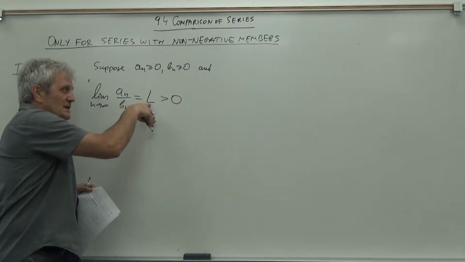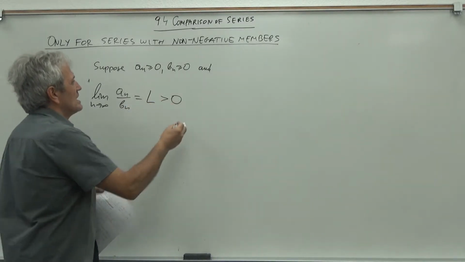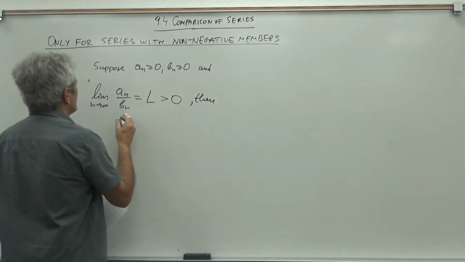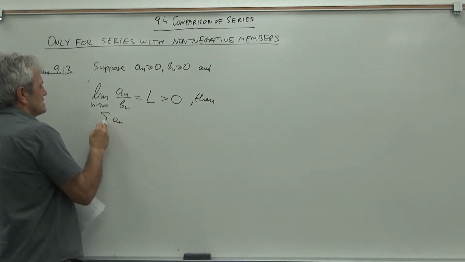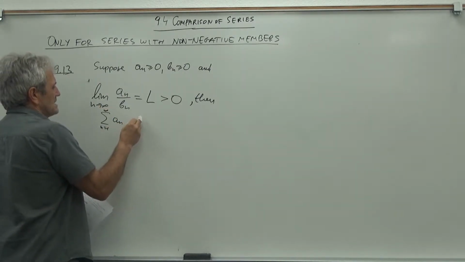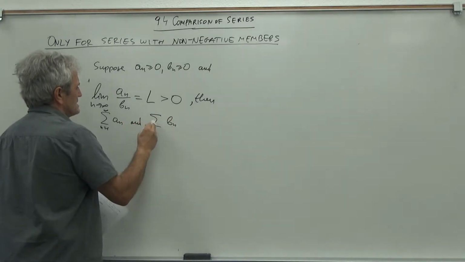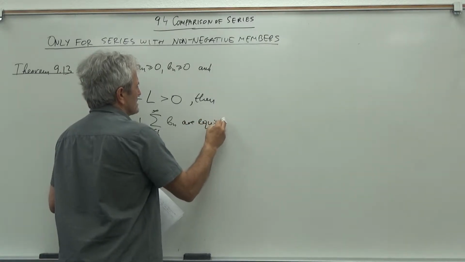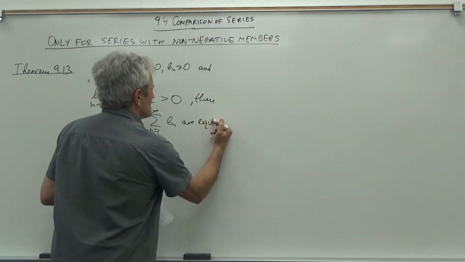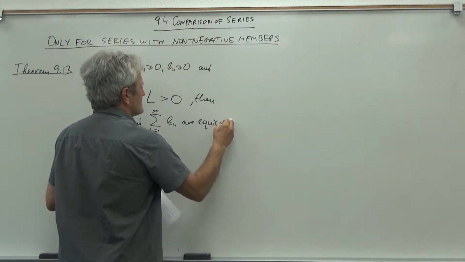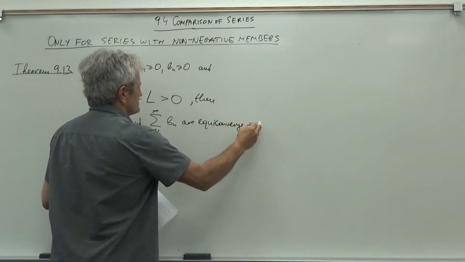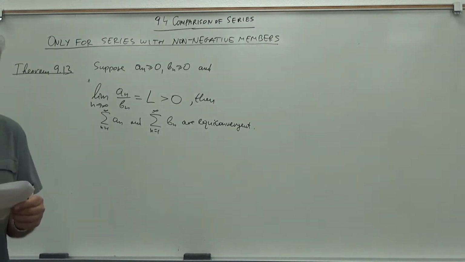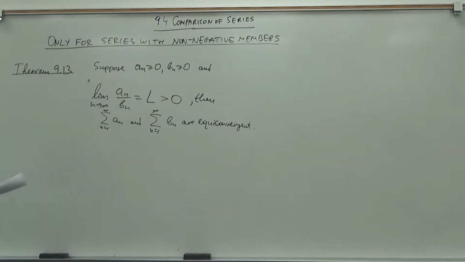So if you get a limit L, which is greater than 0, then the sum of an, n goes from 1 to infinity, and the sum of bn, n equals 1 to infinity, are equiconvergent. Convergent. That's what it is. So, I gave you the idea of the proof.